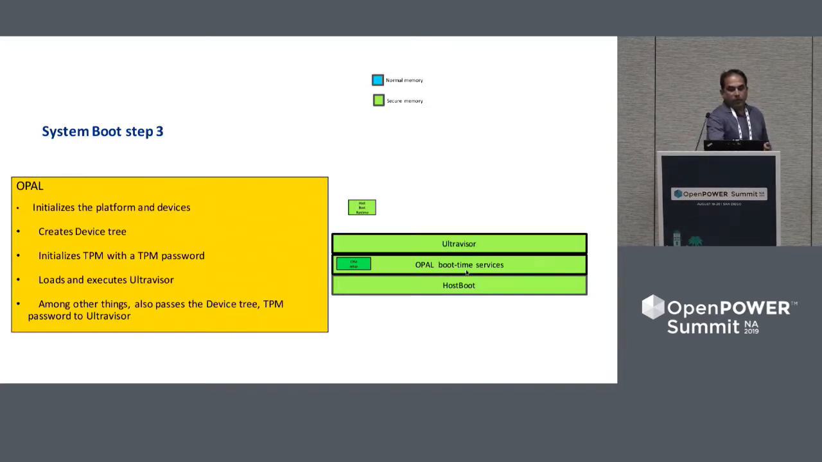Now, when Opal runs, what it does is the normal thing. It initializes the platform, creates the device tree by looking at the HDAT table, and then it interacts with the TPM and sets up a password with the TPM. Right, and this password is needed later. I'll talk about it later, but this password is needed by the ultravisor. So it creates that password with the TPM and then loads the ultravisor.